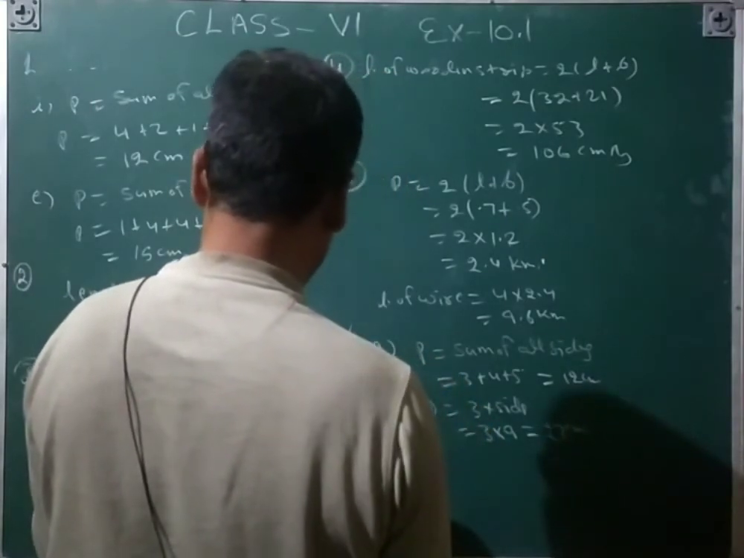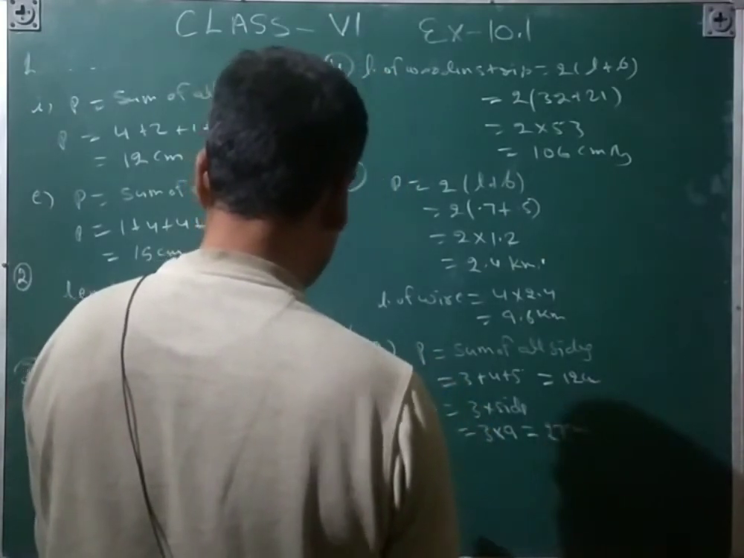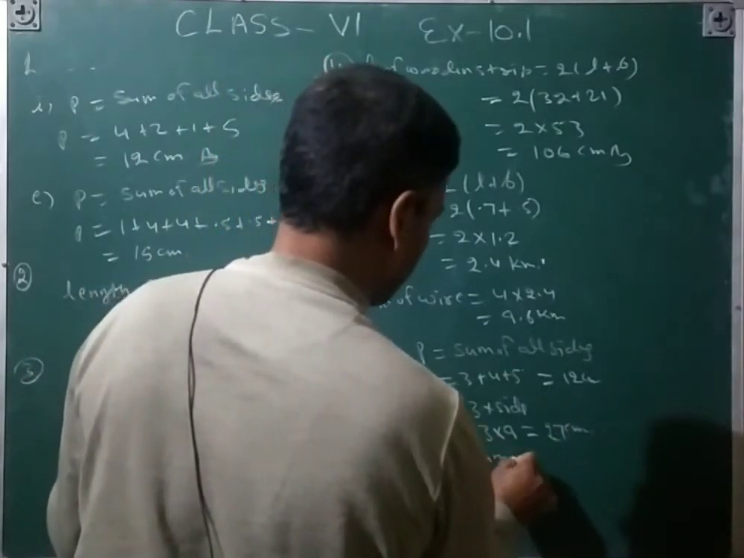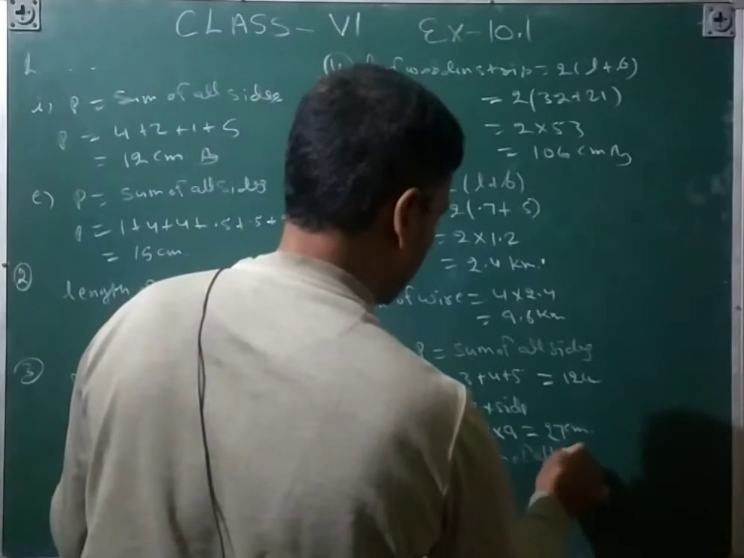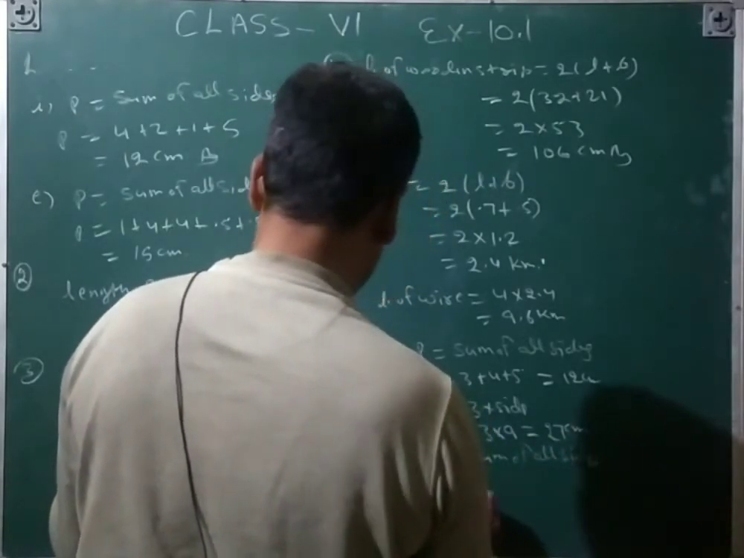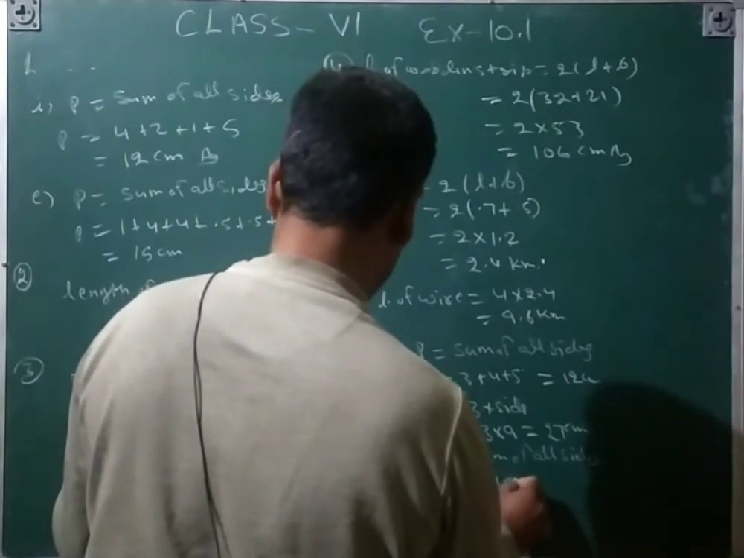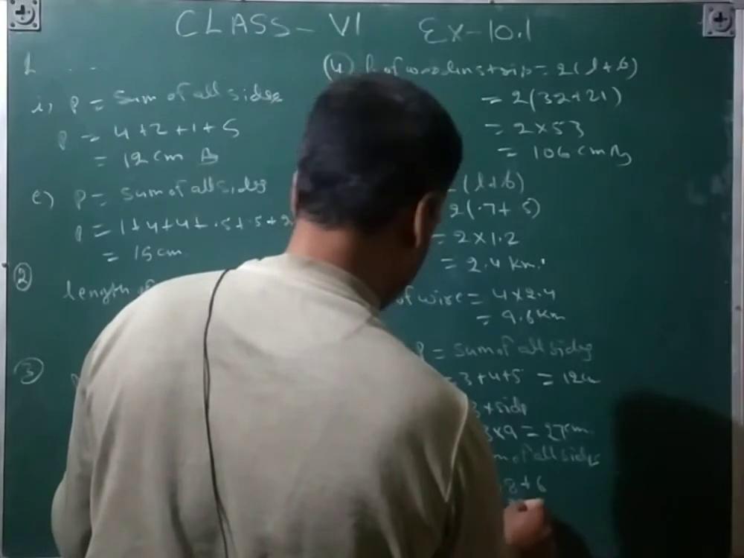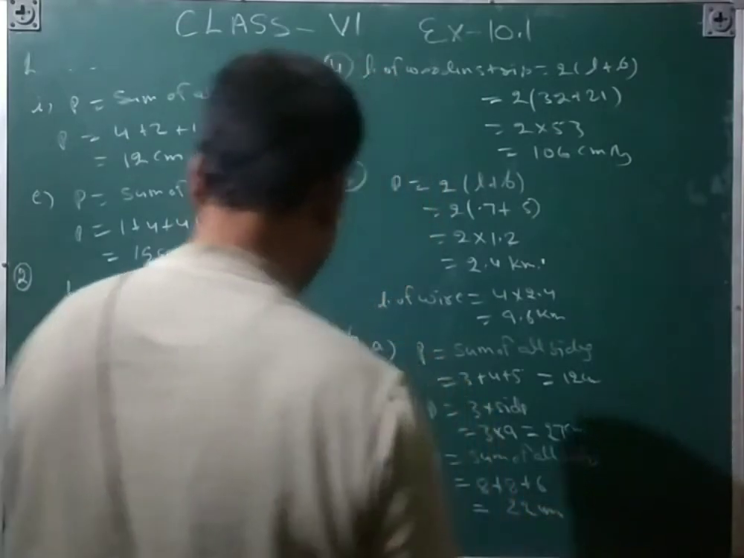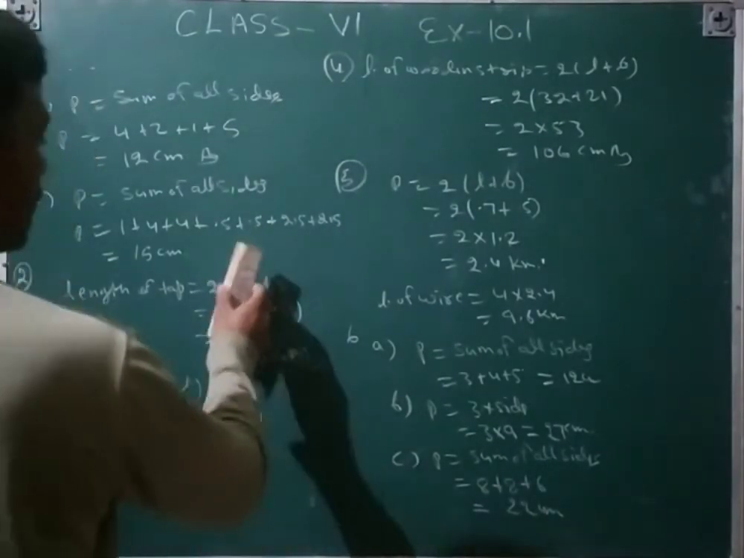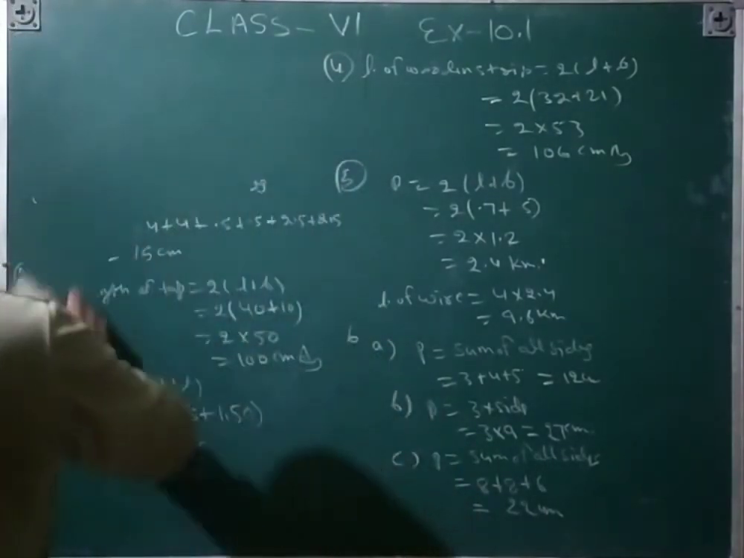C part: an isosceles triangle, the equal sides are this one, and the perimeter is the sum of all sides. The equal side is 8 plus 8 plus 6, that will be 22 centimeter. There the equal side is given. Okay, and then we will see the seventh question.